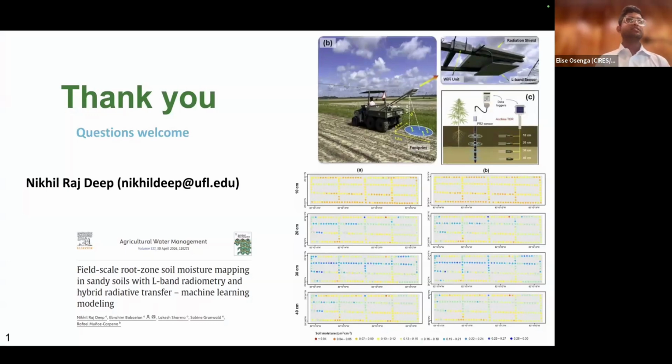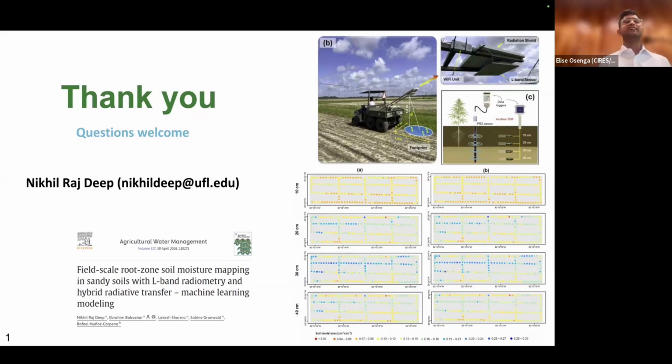This research I conducted this year. We have also conducted research using a UTV. We mounted the L-band radiometer over the UTV at 1 meter height. We tested this over a hemp experiment trial, and we got better results here. At each of 10, 20, 30, 40 centimeter, we have highly accurate results, and it's published.